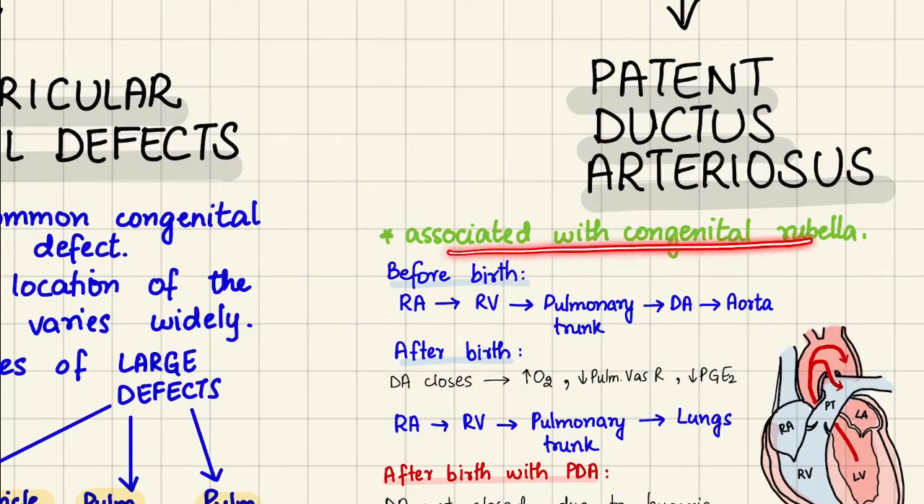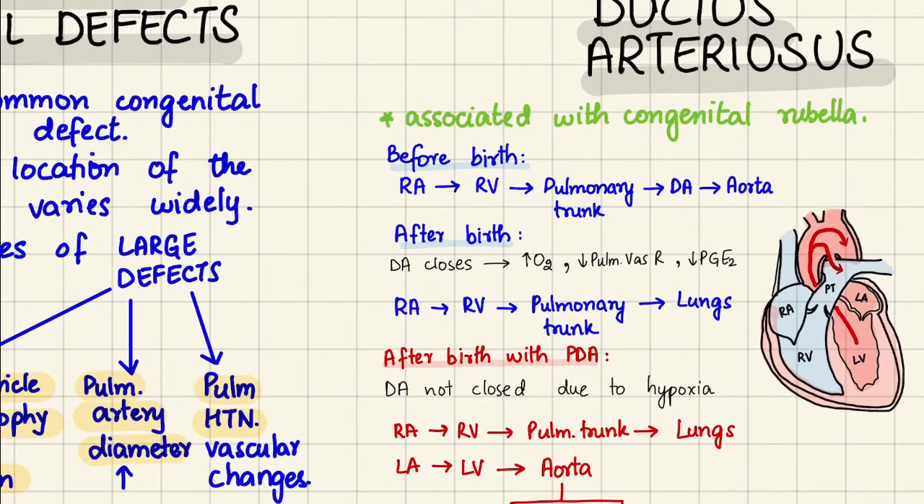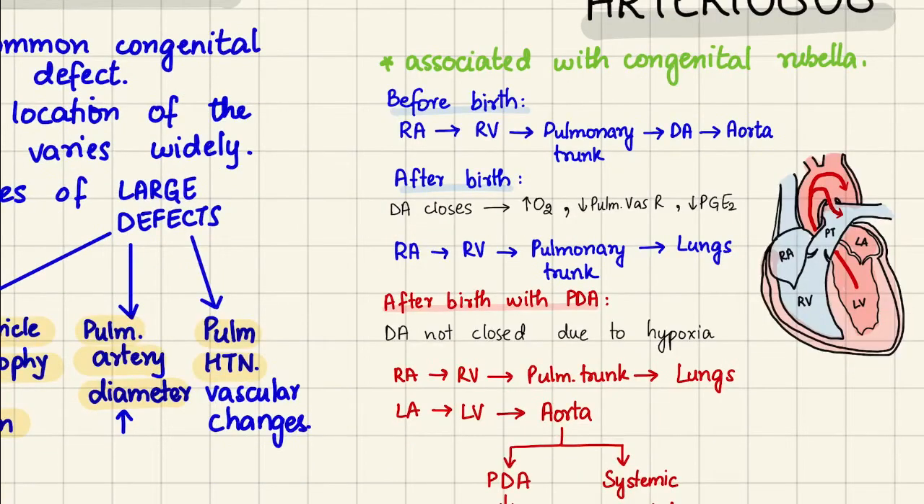It is associated with congenital rubella. This is a point to remember. Now, before birth, the right ventricle pumps blood into the pulmonary trunk, and the pulmonary trunk through the ductus arteriosus pumps this blood into the aorta, because we do not need to pump blood into the lungs, which have not inflated yet. But after birth, due to increased oxygen tension, decreased pulmonary vascular resistance and decreased prostaglandin E2, the ductus arteriosus closes on its own, and we have the normal adult blood flow.